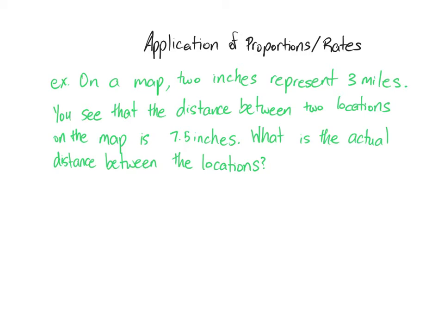Now we are looking at the map and we see two locations, and those two locations on the map are 7.5 inches apart. And we want to know what the actual distance is between the locations. Okay, so when you are setting up this proportion, what you want to do is make sure that you are keeping your units in to make sure things make sense initially.